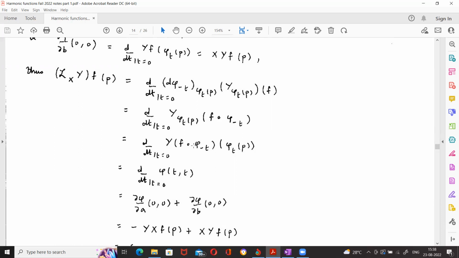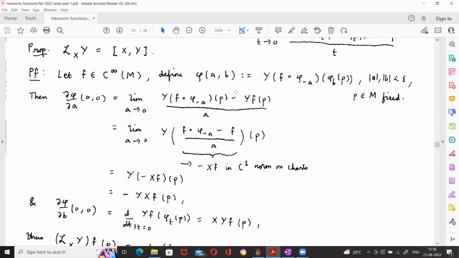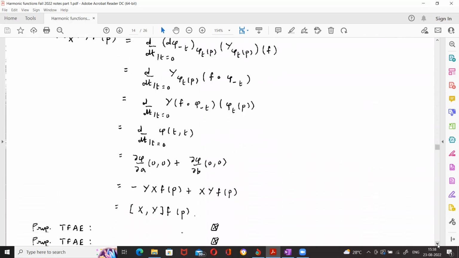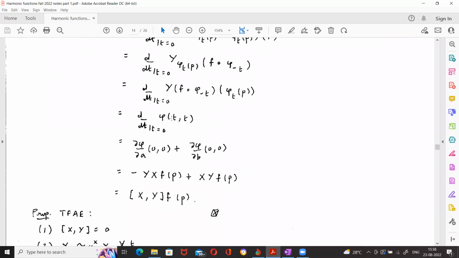Now, what is this? This is nothing but my function phi evaluated along the diagonal. This is phi of t comma t, right? Look at my function phi again. Phi of a, b was Y applied to F composed with phi minus a at the point phi b of P, right? So what I'm getting here is phi of t comma t, and by the chain rule, d/dt at t equal to 0 of this will be del phi del a at 0, 0 plus del phi del b at 0, 0, right? And the first term is minus YXF at P, and the second term is XYF at P. So when I add these two up, I get bracket XY F at P. Is this clear?